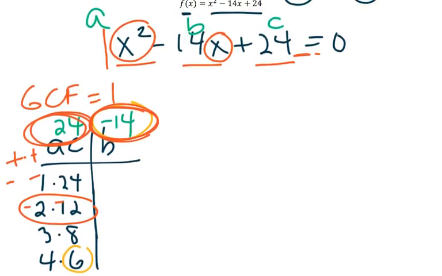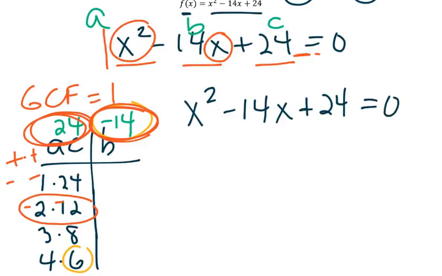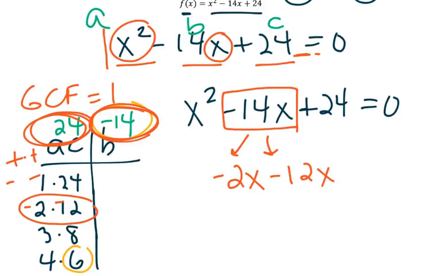Okay, so let's go back. We have this. Alright, and I'm going to factor that. So if you recall, replace the middle term by the 2 that you say work. So negative 2x and negative 12x, right? Those come from right here. And bring everything else down.